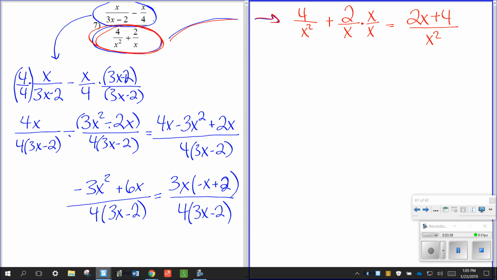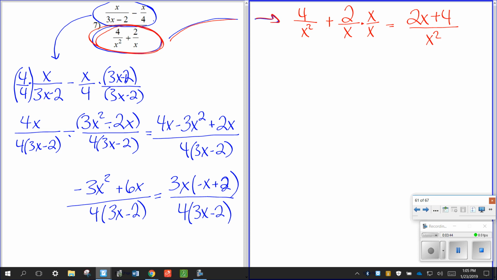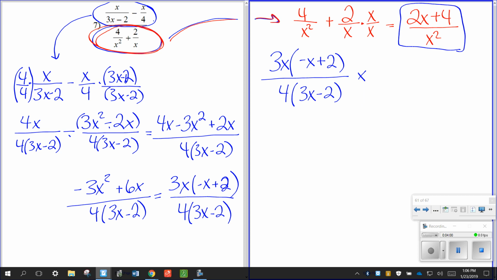Alright, so now we have to do the division aspect of this problem. 3x times negative x plus 2 over 4 times 3x minus 2. That's being multiplied by the reciprocal of this. Okay, so we have to flip the numerator and denominator. We'll have x squared in the numerator and 2x plus 4 in the denominator.